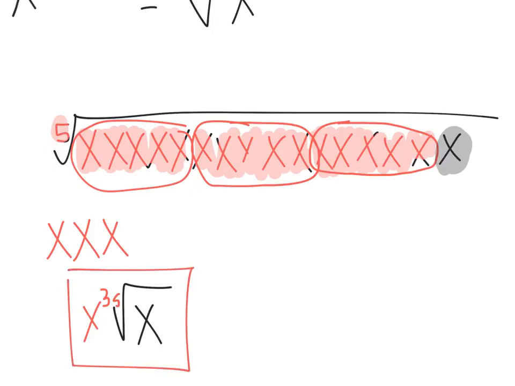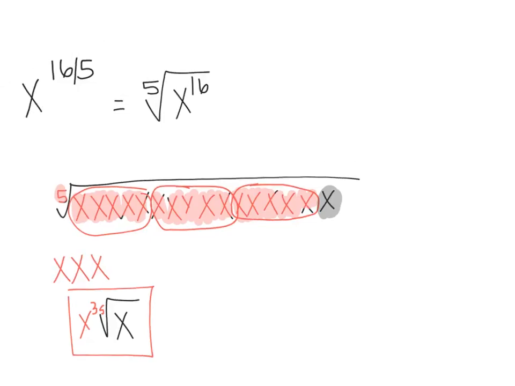And again, we would have gotten the same thing if we had looked at our original problem and said, okay, what is 16 divided by 5? Well, 5 goes into 16 3 times. So that means there's 3 x's outside and there's 1 x that's left over because there's a remainder of 1. So it works the same way.